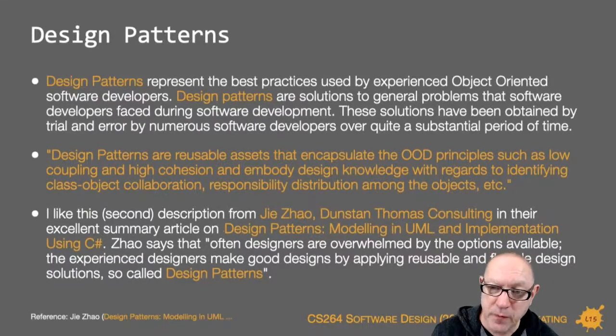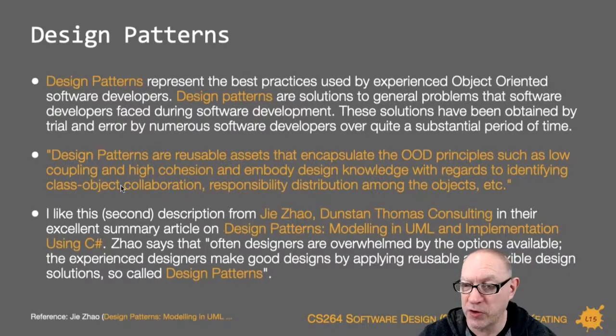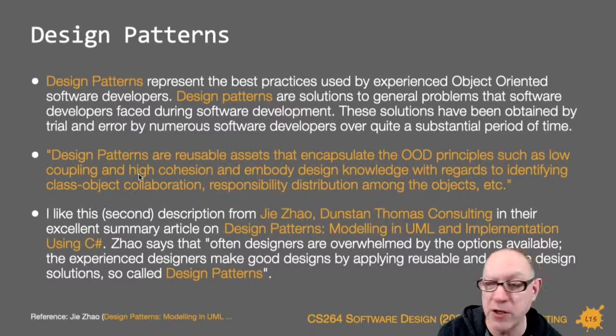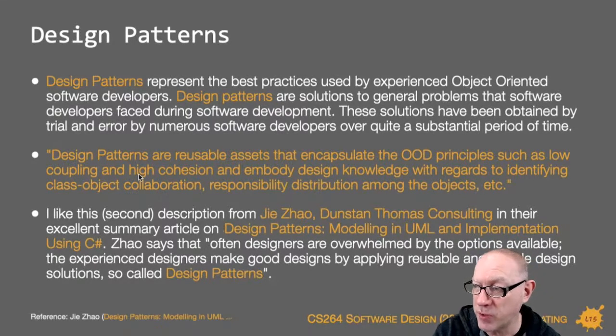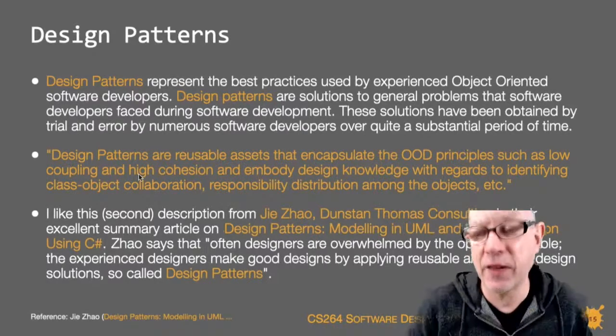So I like the second description here. It tells us that design patterns are reusable assets that encapsulate the OO principles, such as low coupling and high cohesion, and embody design knowledge with regards to identifying class-object collaboration, responsibility distribution among objects, etc. I took this one from an article by Zhizhao from Dunstan Thomas Consulting. They have a really nice summary article on design patterns, modeling in UML, and implementation using C#. I think it's an excellent summary article.